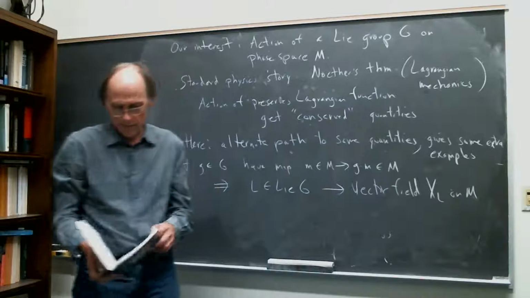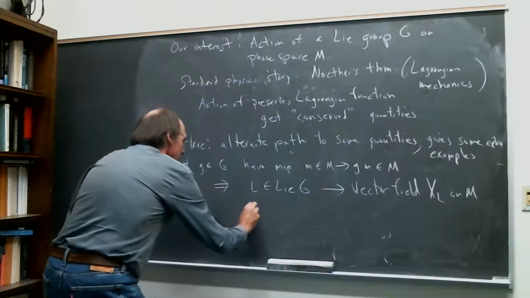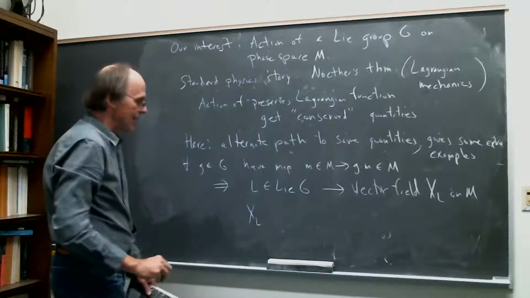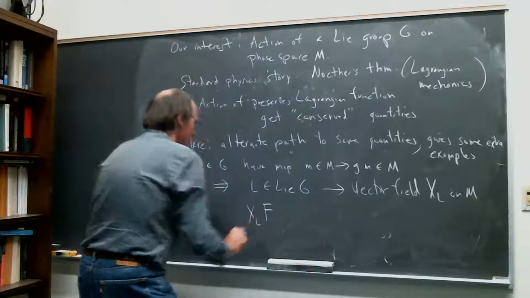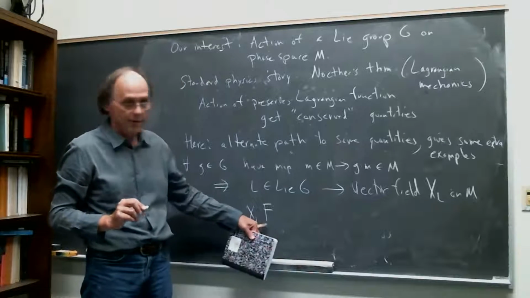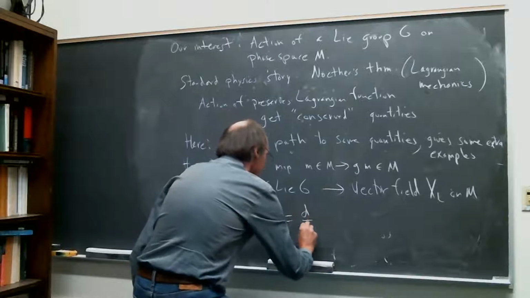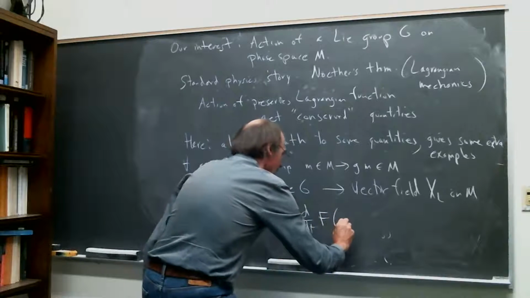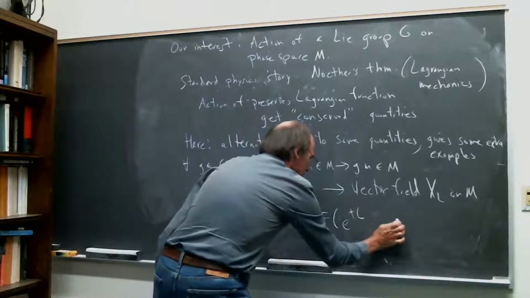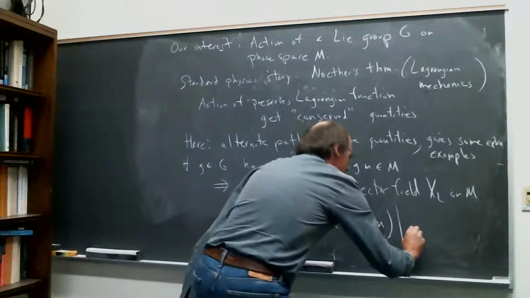And if you really want to write a formula for it, it's going to be the vector field X_L. If you think of vector fields as these first order differential operators, if you apply it to a function f, it's going to be the derivative d/dt of f at e^{tL} acting on M, at t equals 0.